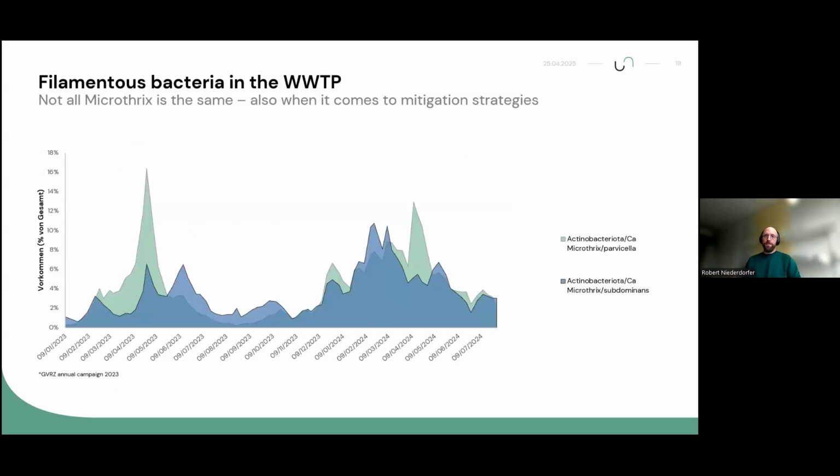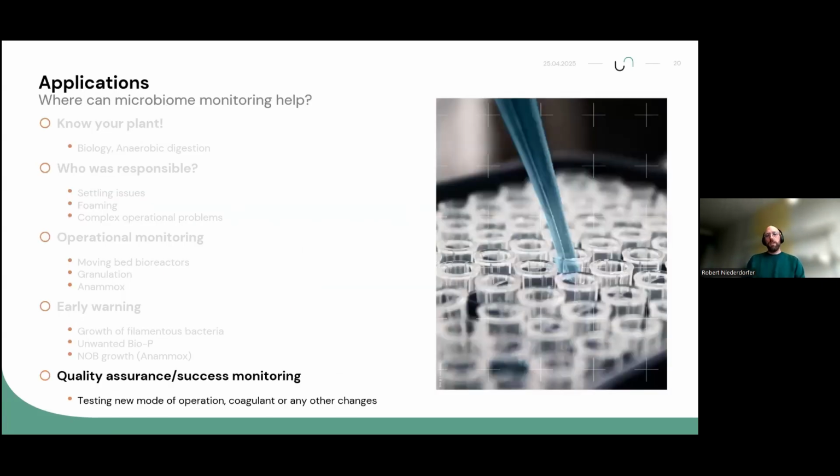Here is also the issue that not all Microthrix is the same. Only with a DNA analysis do you actually know which species of Microthrix is present, because they react differently to aluminium. So overall, it makes really sense to do the DNA analysis, especially when you have problems with filamentous bacteria. And last but not least is the quality assurance or success monitoring. Testing a new mode of operation, coagulant, or other changes allows you to understand how it works, whether it does the job, or whether you can completely forget it.